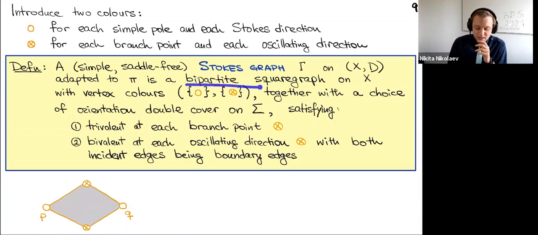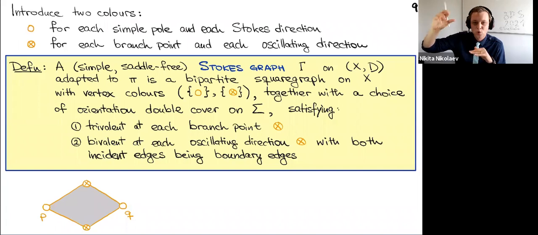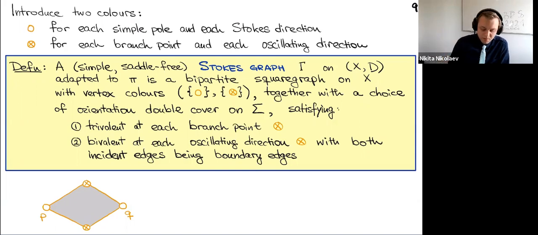Okay, so this is a bipartite square graph on my Riemann surface X with the vertex colors as I've introduced them, those are the 2 vertex colors, together with a choice of orientation double cover on sigma. So sigma is a double cover, and I can lift a graph to sigma. And then there are 2 choices. That lift I can orient, and I can always orient it in one of 2 ways. So the choice of which of the 2 orientations I pick is part of my data.